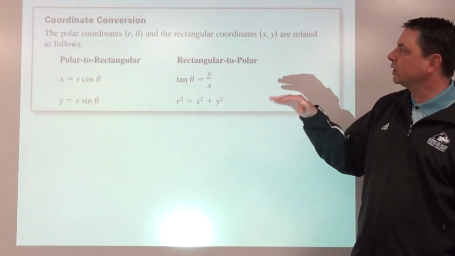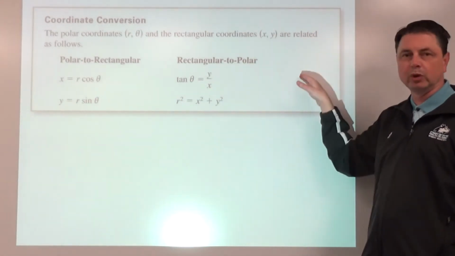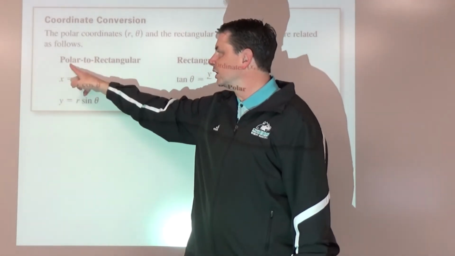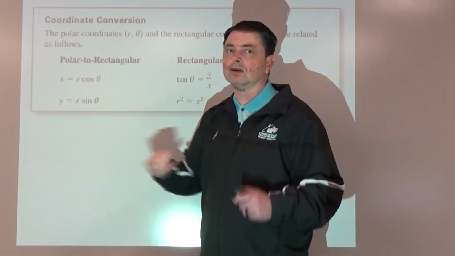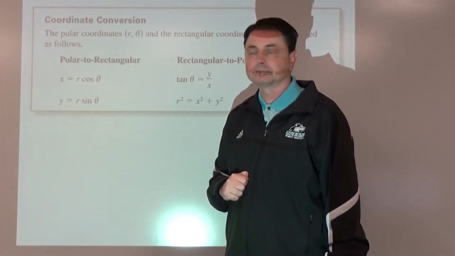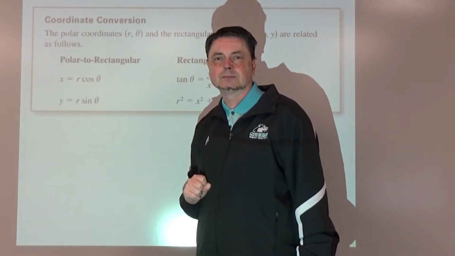So this is how we would convert from polar to rectangular and rectangular to polar. If we know r and theta, the x-coordinate in our regular rectangular coordinate system is r times cosine theta. The y-coordinate is r times sine theta.